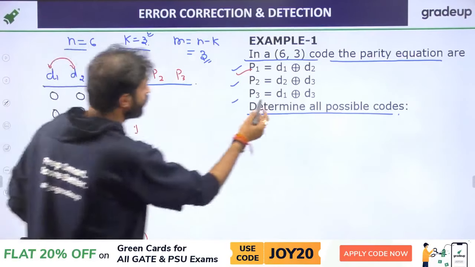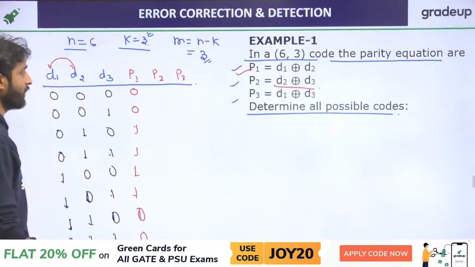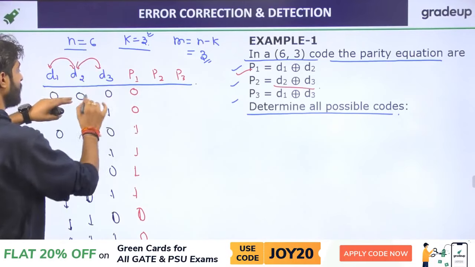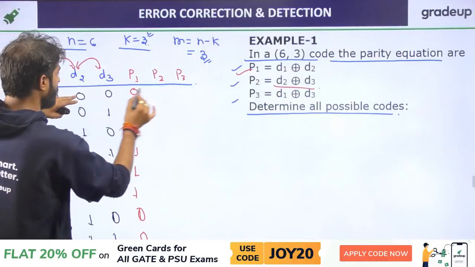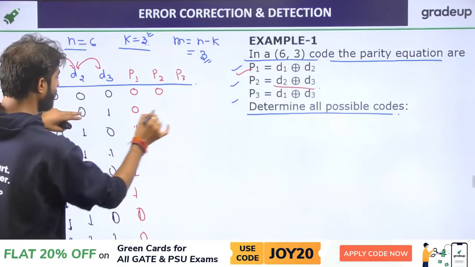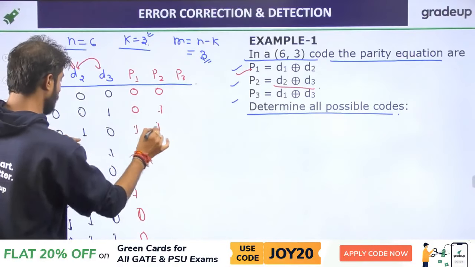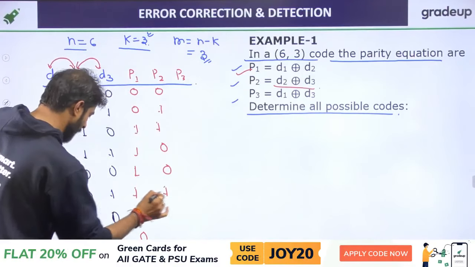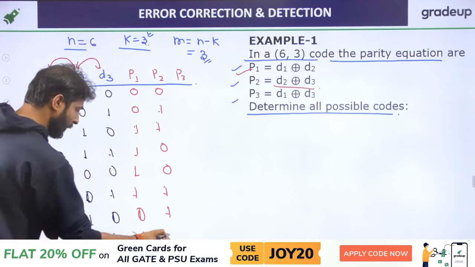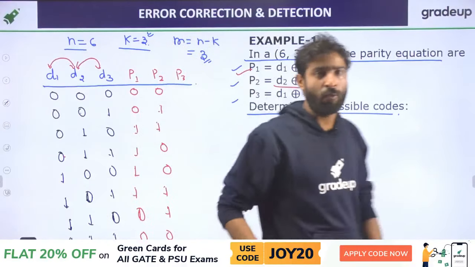Now for P2, P2 is nothing, it is just D2 XOR D3. So just perform XORing between these. Same, write the answer 0. Different, write the answer 1. Same, 0. Different, 1. Different, 1. Same, 0. Same, 0. Different, 1. Different, 1. Same, 0. Right?